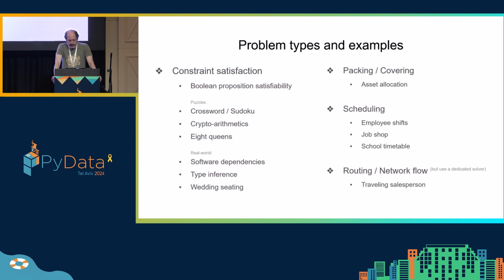Lastly, you can discuss routing or network flow problems. And probably for these, you can use the methods we discussed today. Probably you would like to use a dedicated solver. The canonical example here is traveling salesperson. You want to go through all cities in the shortest path.